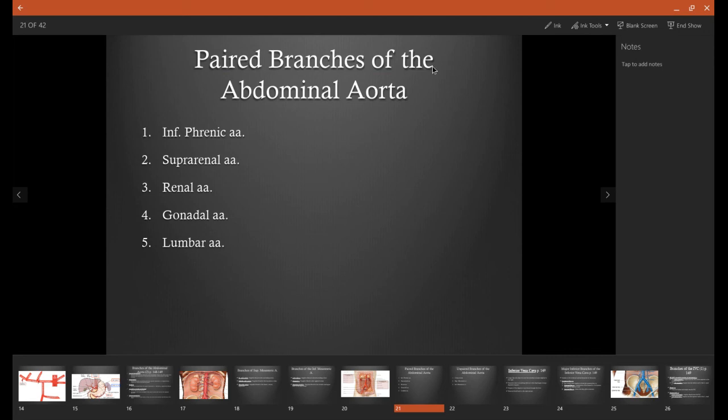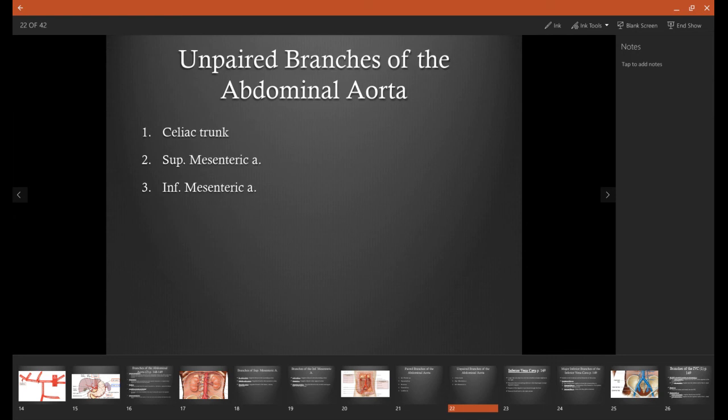So with our paired branches, we have the inferior phrenic artery, which was the topmost, going to the diaphragm. We have the suprarenal arteries that were going to the suprarenal or adrenal glands. We also had the renal arteries, which go to the kidneys, the gonadal arteries, and then also something called the lumbar arteries that go to the lumbar region.